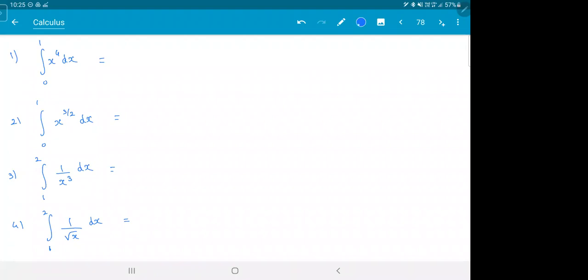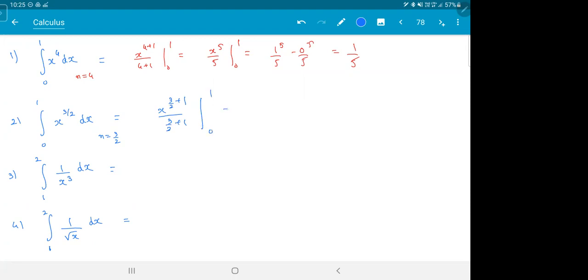Look at the first one. Here n is 4. So x power 4 plus 1 by 4 plus 1, limit 0 to 1. X power 5 by 5 and 0 to 1, that's 1 power 5 by 5 minus 0 power 5 by 5, so that's 1 by 5. Here n is 3 by 2. So x power 3 by 2 plus 1 by 3 by 2 plus 1, limits 0 to 1. So that's x power 5 by 2 by 5 by 2. So that is 1 to the power of 5 by 2 minus 0. So that is 2 by 5.